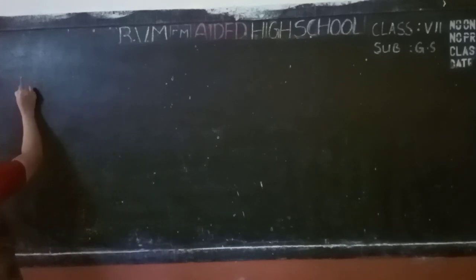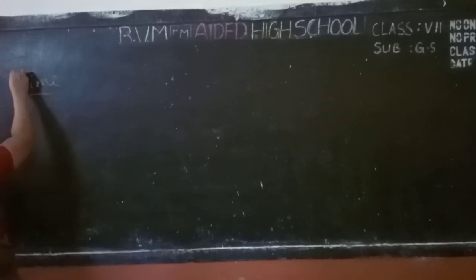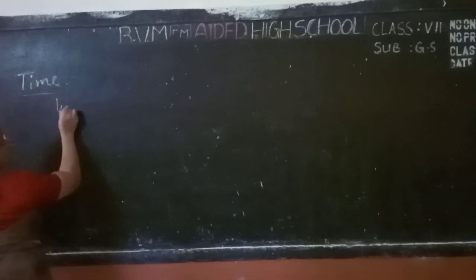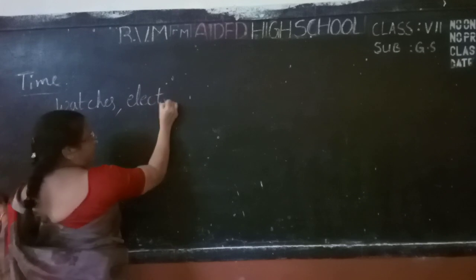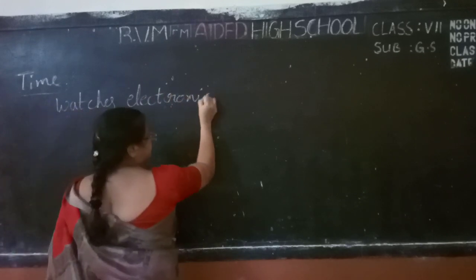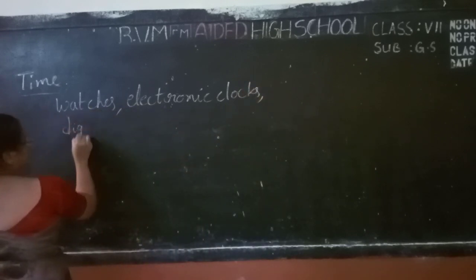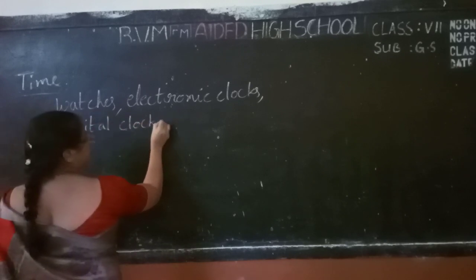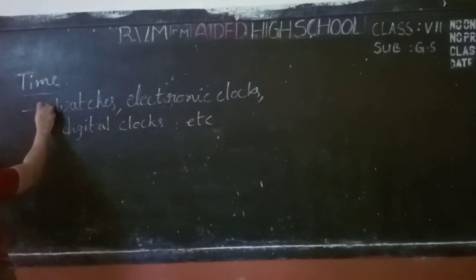We have learned about time. Time measuring instruments or watches, electronic clocks and digital clocks, etcetera. These are called time measuring instruments.